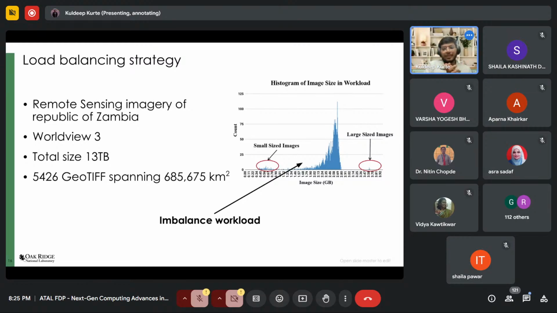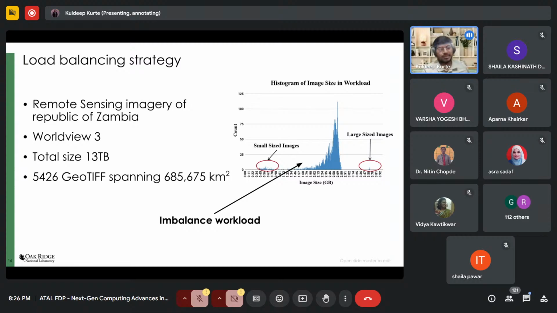Now, since it was remote sensing imagery, we cannot guarantee that we always get data of the same size. It again depends on the processing that was being done at the data production side. Once the image was captured, it had to go through a lot of pre-processing, post-processing, and then they basically crop the images to a manageable size and so on. Because of that, the data that we got had this disparity in sizes. So you can see that this was an example of an imbalanced workload.